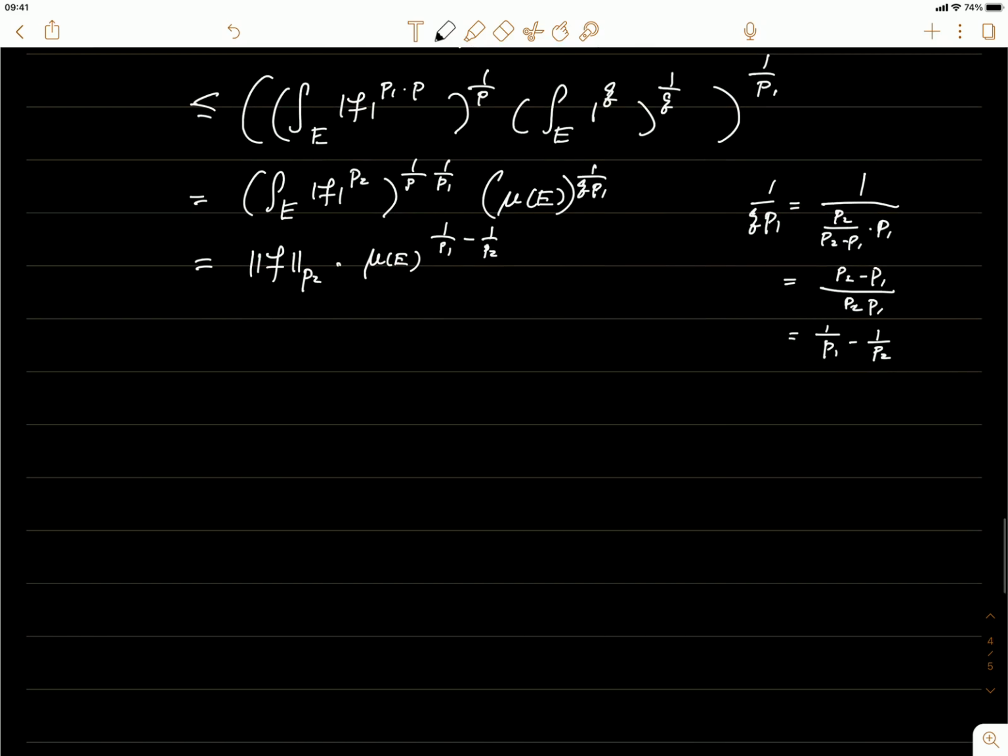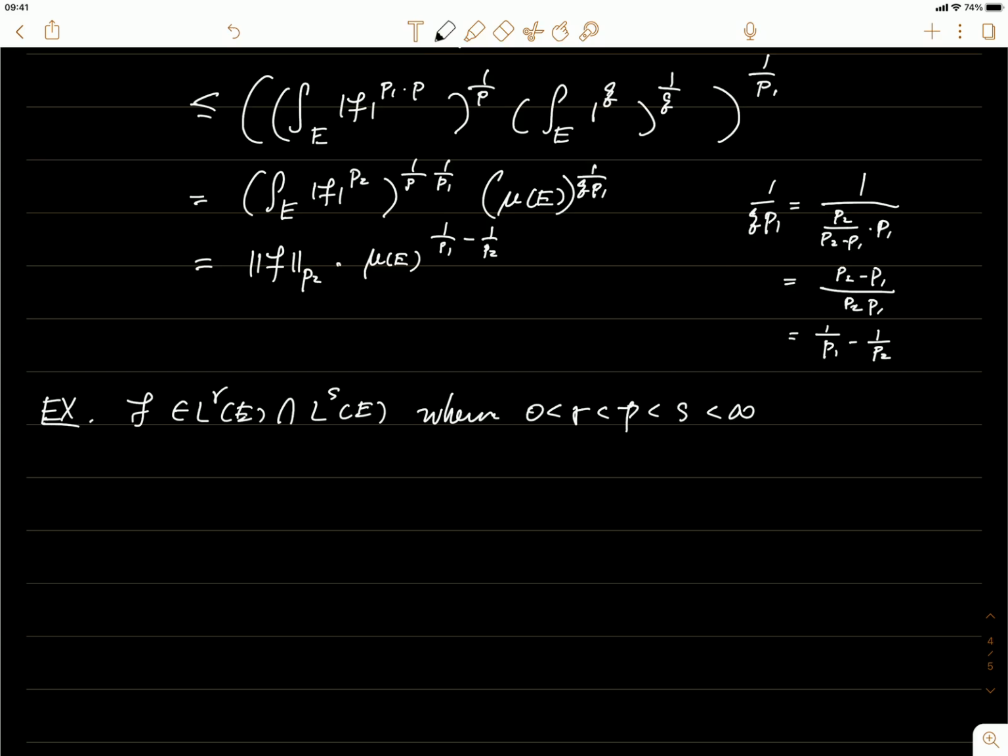Okay, so now let's look at one more example. Again, it's to show some inequalities. So you have this function f that is in L^r(E) and also in L^s(E), where 0 < r < s and p is in between.